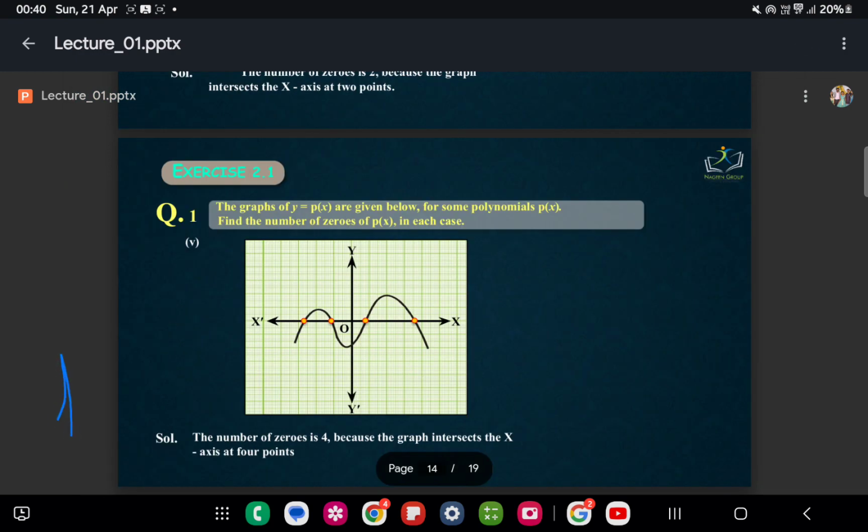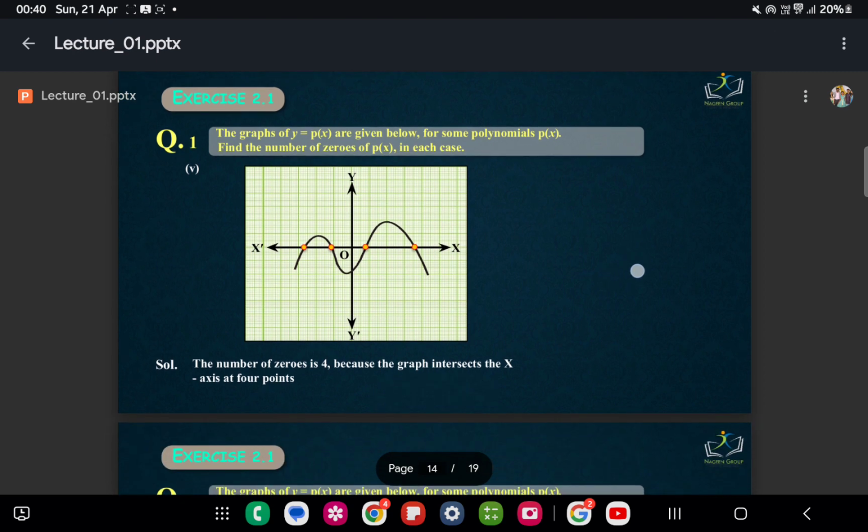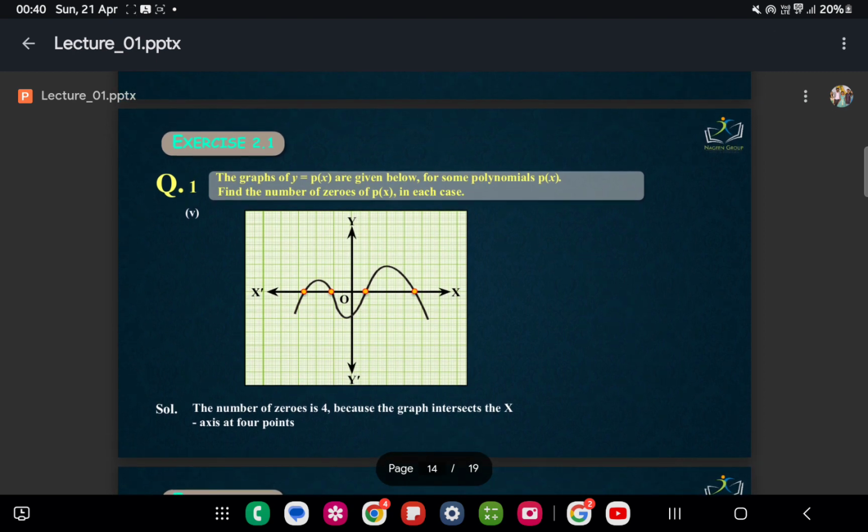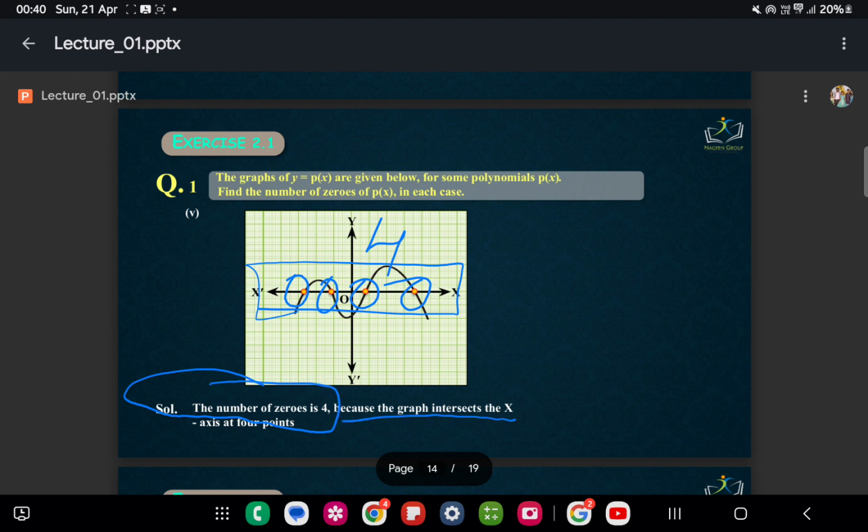Here we will see that the graph passes through 1, 2, 3, 4 points. It is passing through 4 points. So the number of zeros is 4, because the graph intersects the x-axis at 4 points.